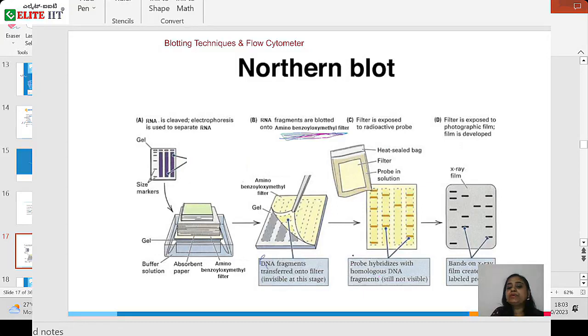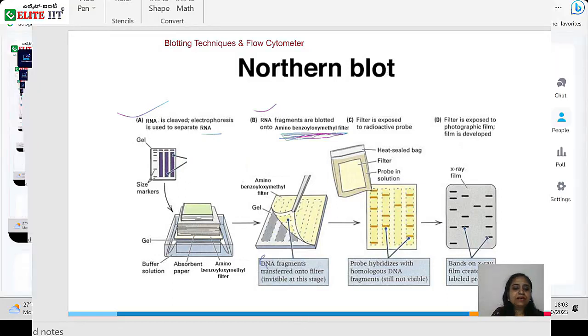Now see, all the steps are similar, exactly similar. RNA is clipped, electrophoresis is used to separate the RNA. Then RNA fragments are blotted onto amino benzoyl oxymethyl filter. Okay, so that is happening.